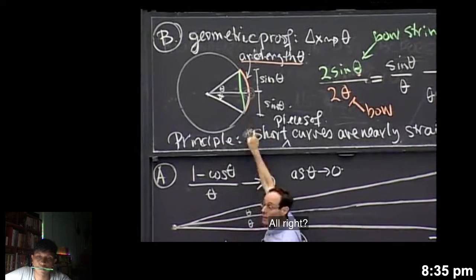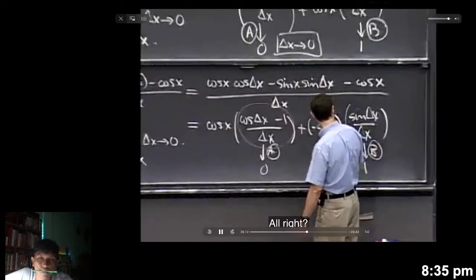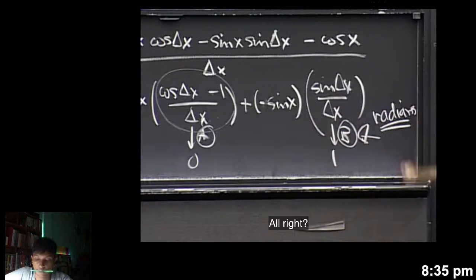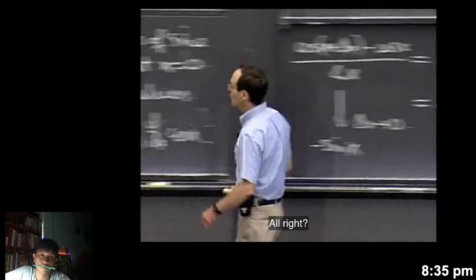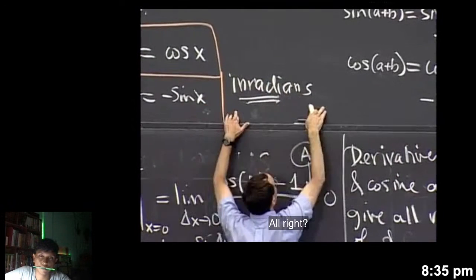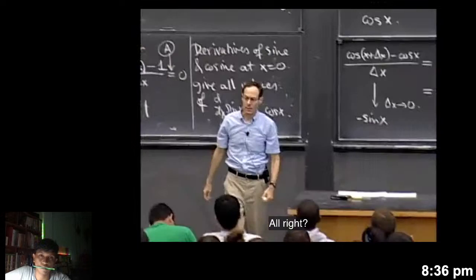And so this is only true here if we use radians. All right? So again, a little warning here, that this is in radians. So now here x is in radians. And the formulas are just wrong if you use other units.